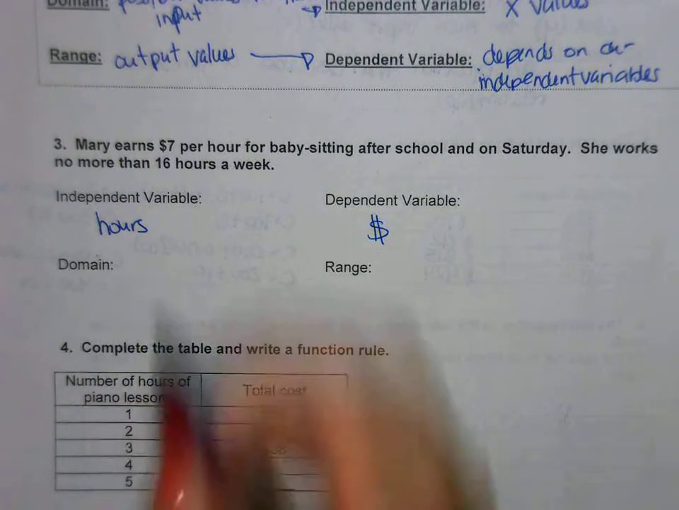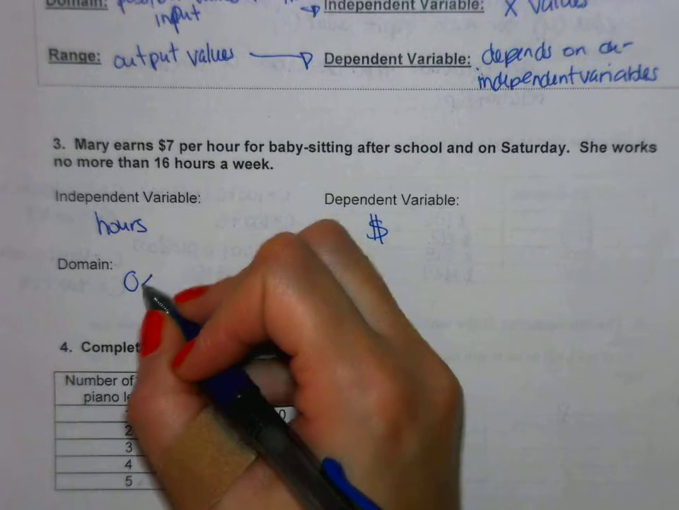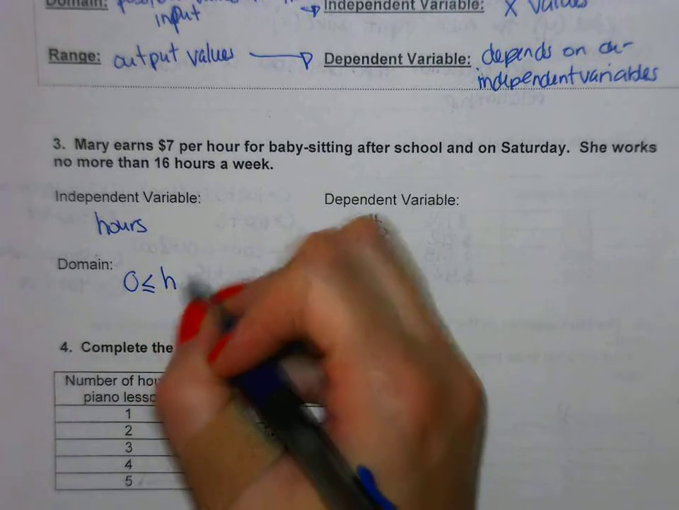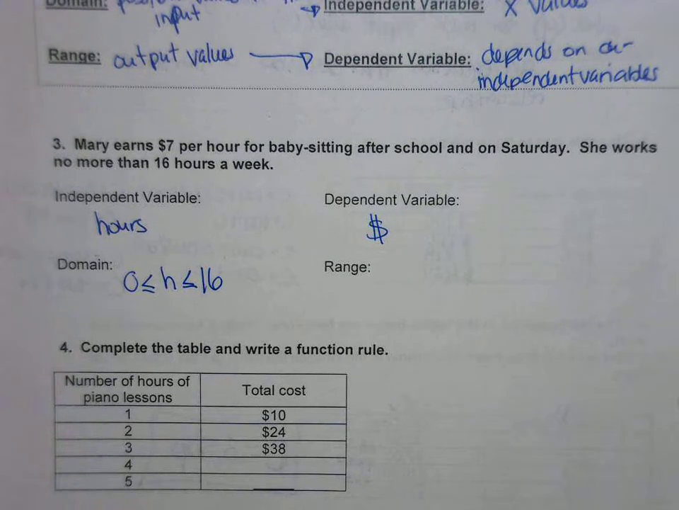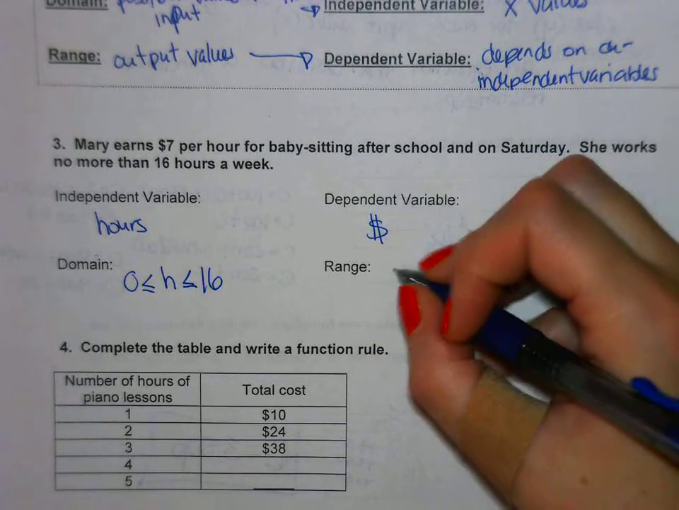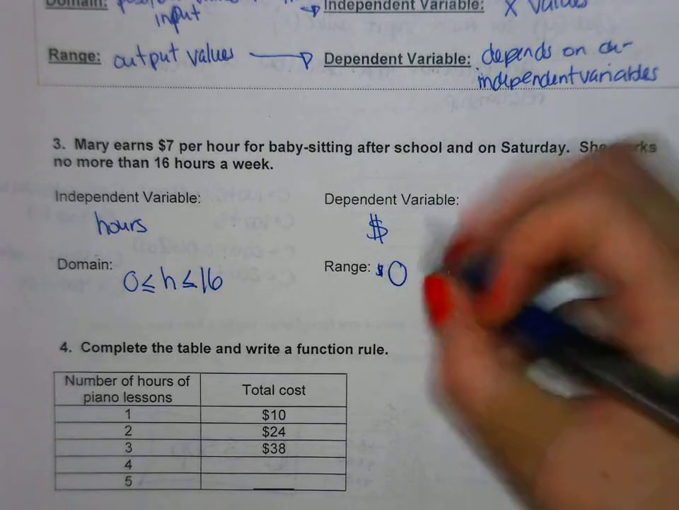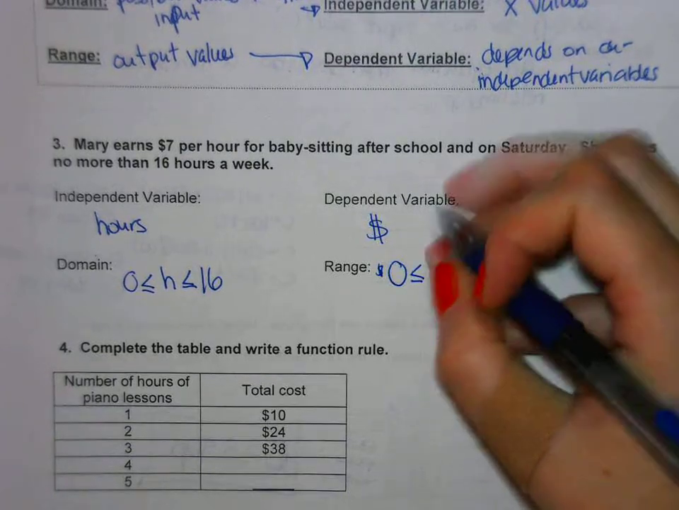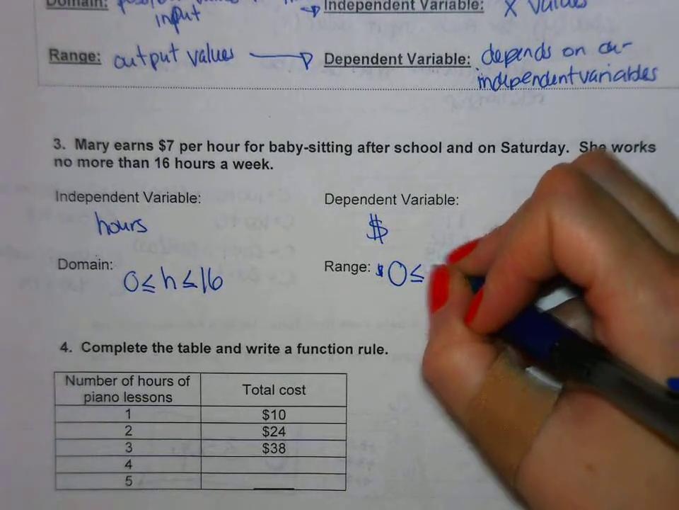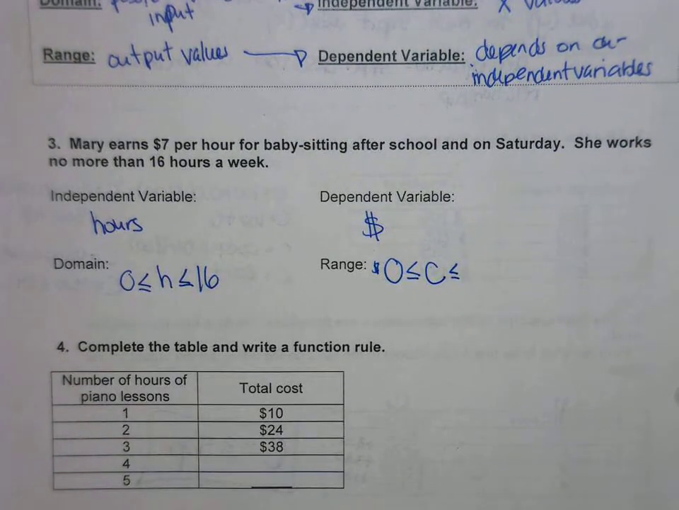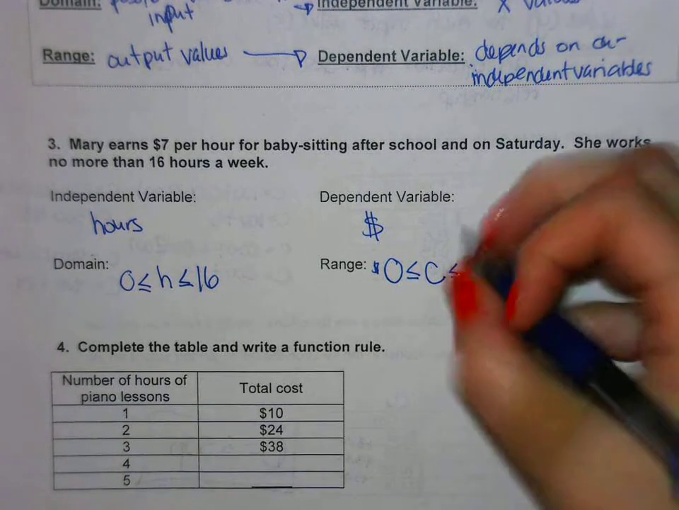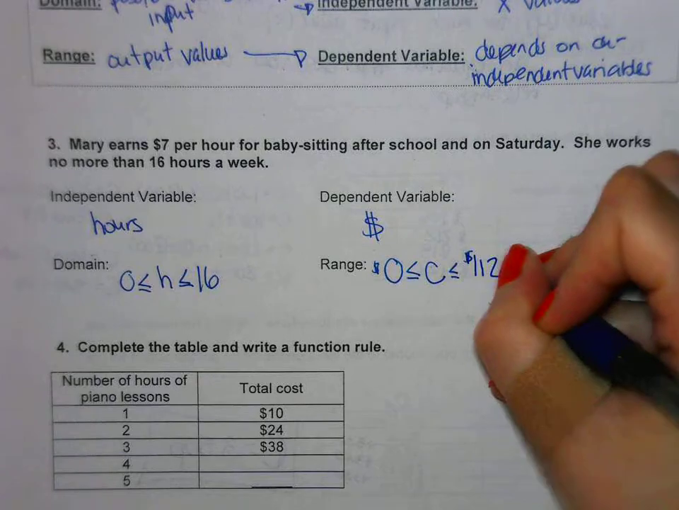So the domain, she can work anywhere from 0 hours to 16 at most. So if we look at our range, if she works 0 hours, she's making $0. Where she can make at most, if she works for 16 hours, and she makes $7 an hour, she can make at most $112.